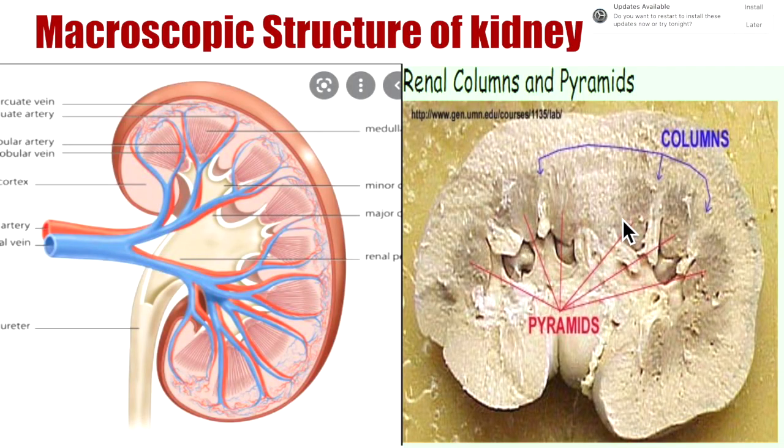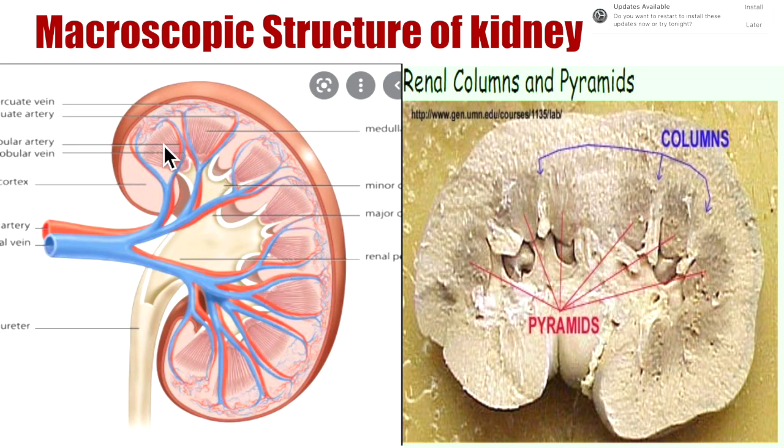Now one macroscopic structure of the kidney. As we all know, as we have been studying from our childhood, this is the outer cortex and this is the inner medulla. This outer cortex is divided into two parts, cortical arches and renal columns. You can see in this image, this is the TS of kidney. This area is the cortex, this part. And this is the renal medulla having the 7 to 10 renal pyramids.